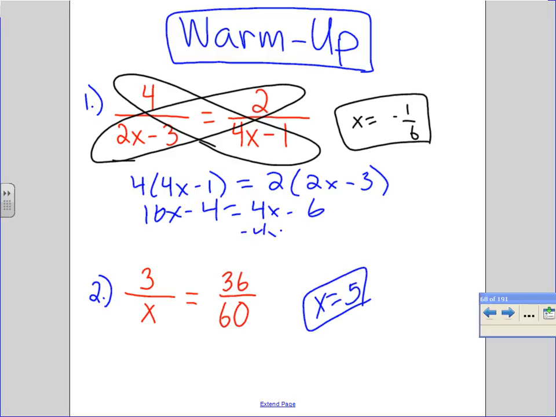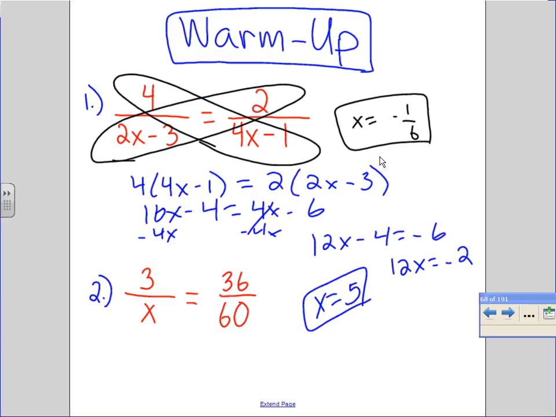So minus 4x minus 4x. So we have 12x minus 4 equals -6. Did you still have that? That's why. Because then when you add 4 to both sides, we get 12x equals -2. And then divide by 12, you get -2 over 12, which is -1/6. You okay? Okay, anyone else on that warm-up?